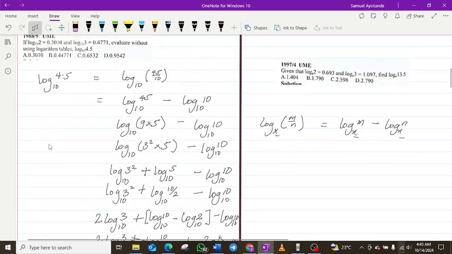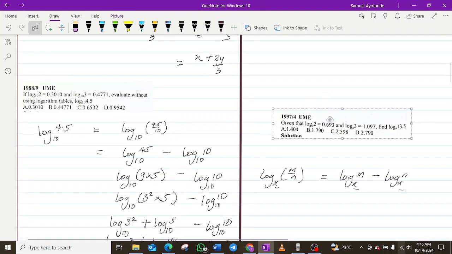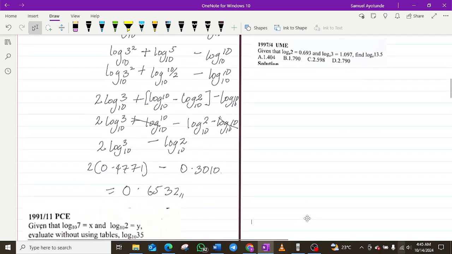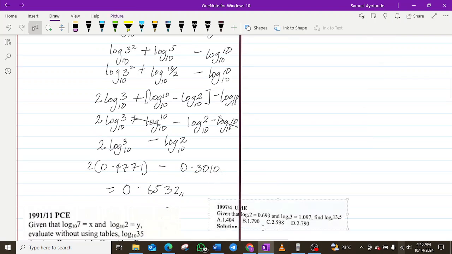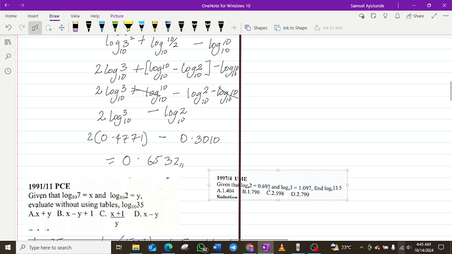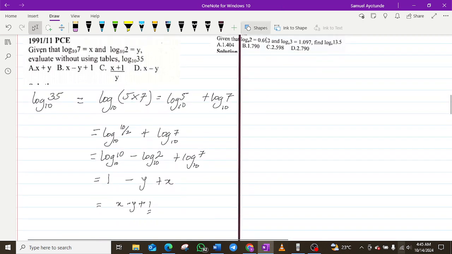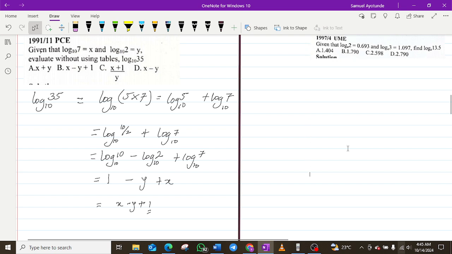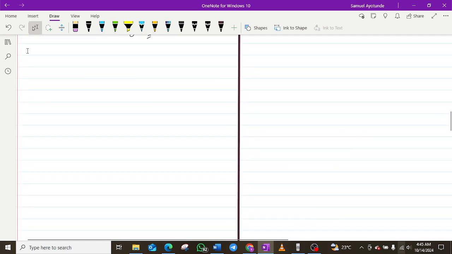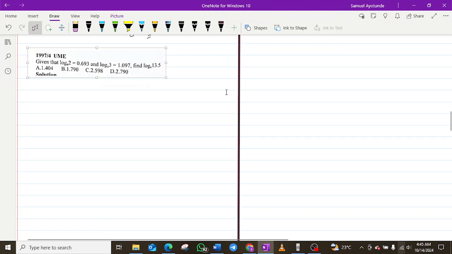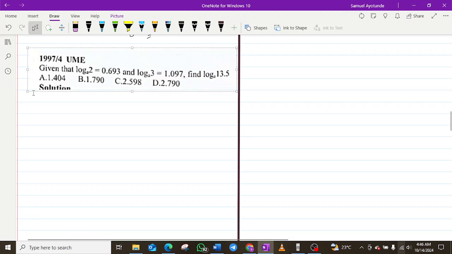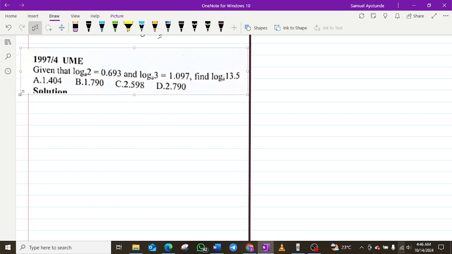The third example. So given that log 2 base a is 0.693 and log 3 base a is 1.097, find log 13.5 base a.